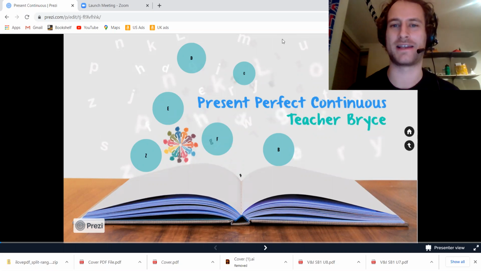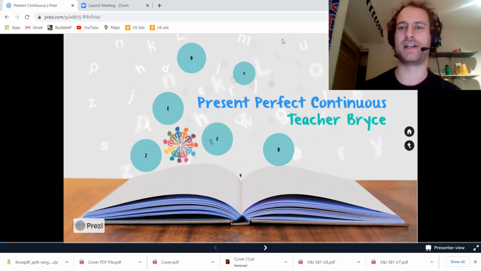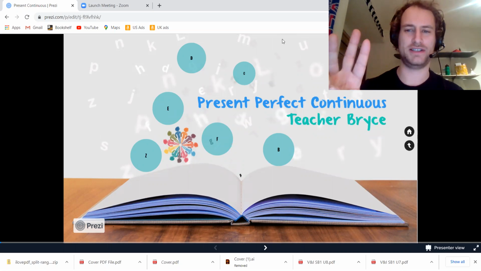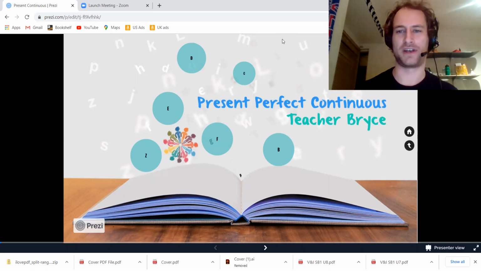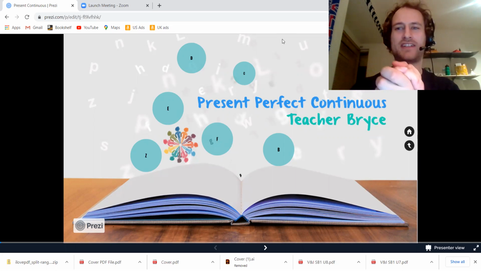So today we're going to be looking at our fourth English tense. We will be looking at the present perfect continuous. We're going to be looking at forming positive statements, forming negative statements, creating yes and no questions, creating other styles of questions, and we'll be looking at the uses of the present perfect continuous. So let's get started with positive statements.